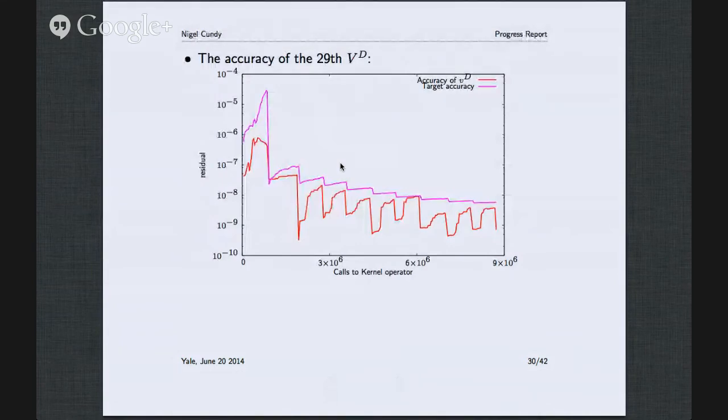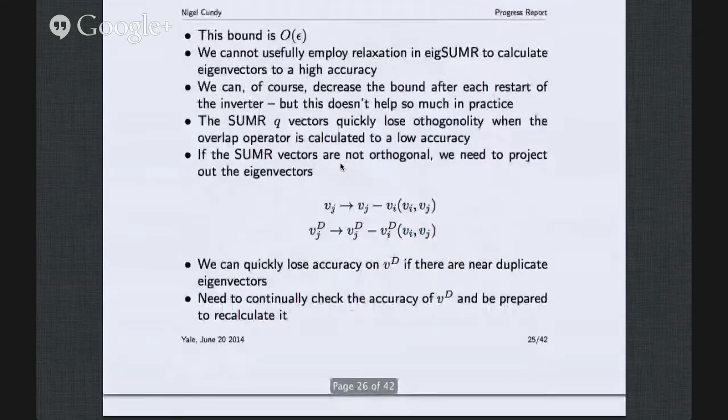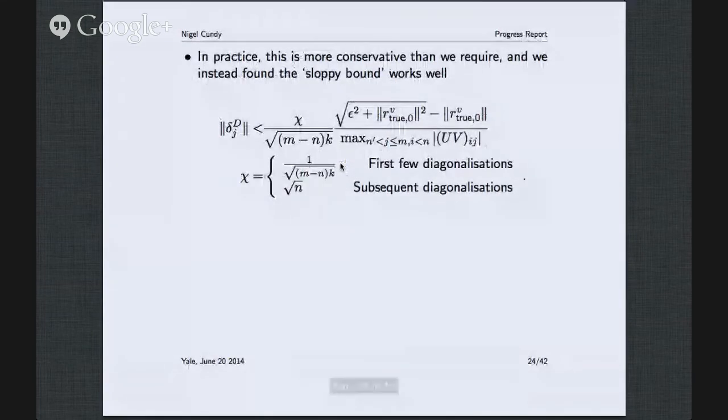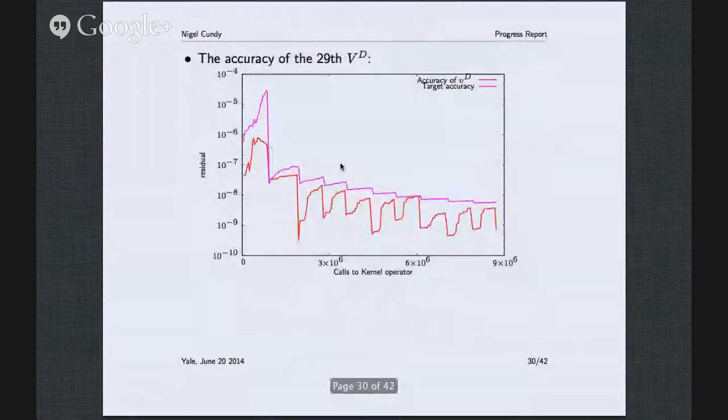This is discussing the accuracy. So this is just to see if my relaxation bound is working. This purple curve is the target accuracy I wanted for the eigenvectors, and this red curve is the actual accuracy I had with this bound. It jumps around a lot.